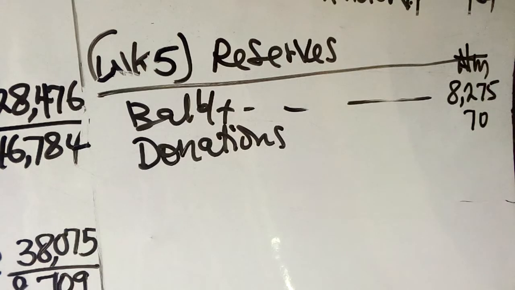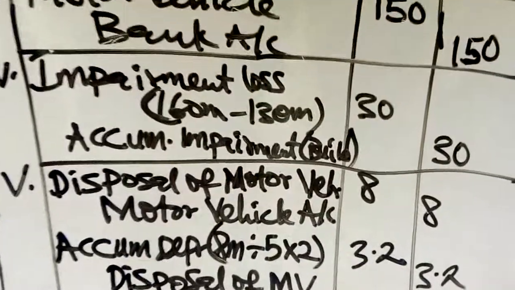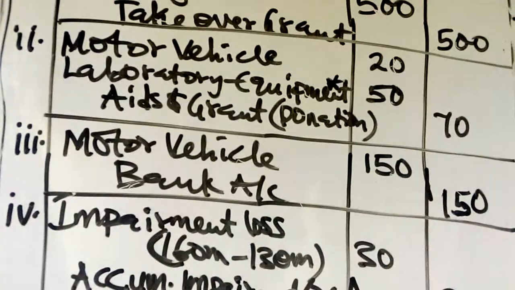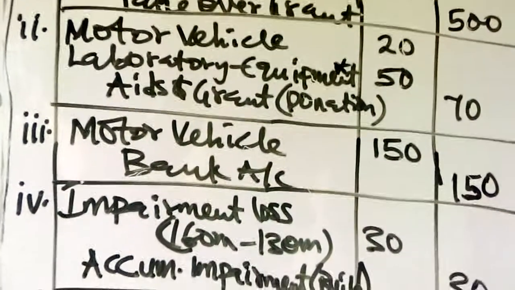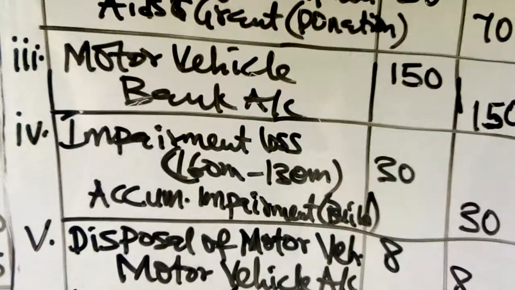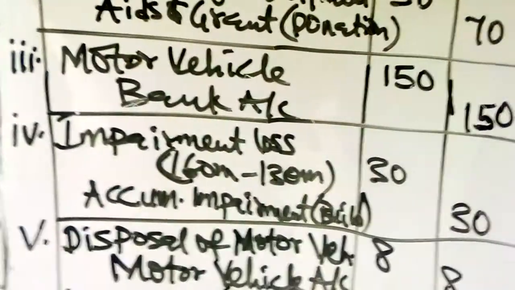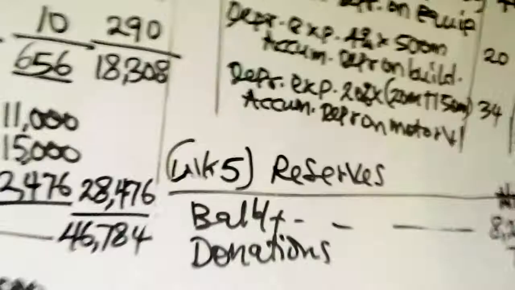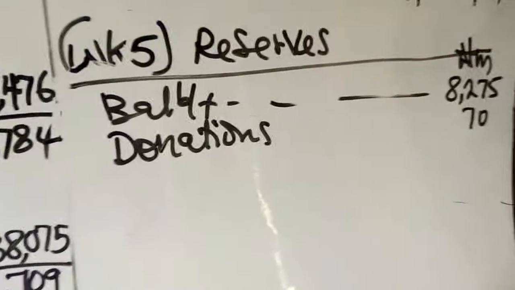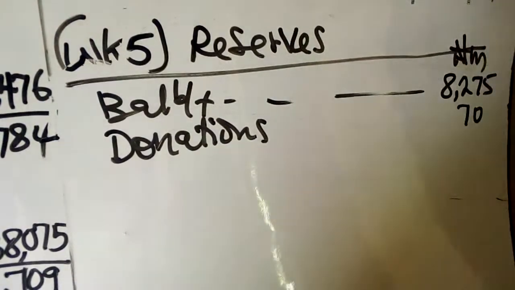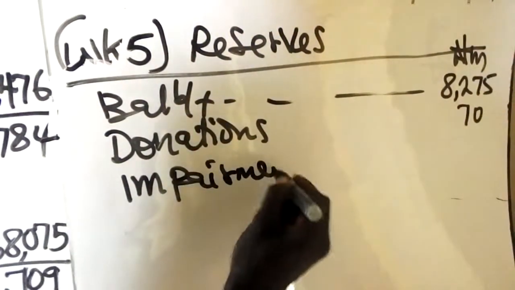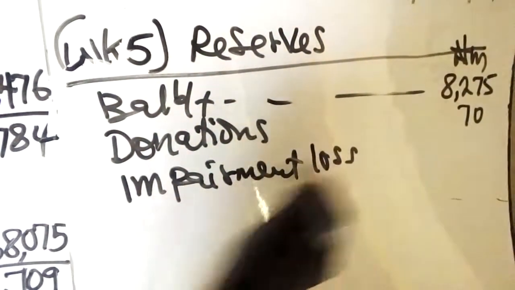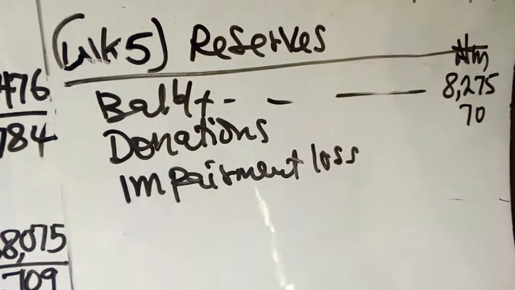Back to the journal. Note 3 is motor vehicles and bank, doesn't affect reserves. Then note 4 is impairment loss. Impairment loss will affect it. It will reduce our income. So we have impairment loss of 30 million. So we remove it.